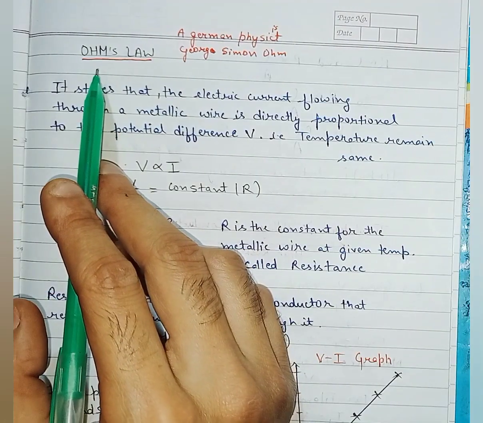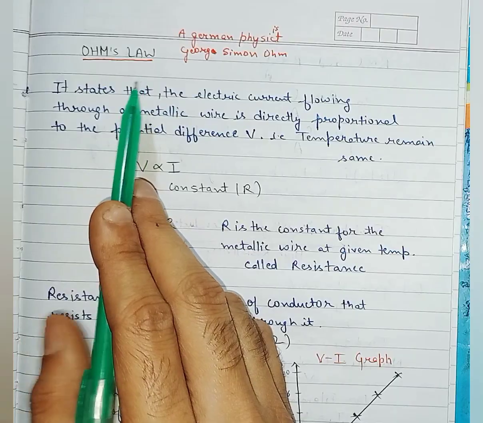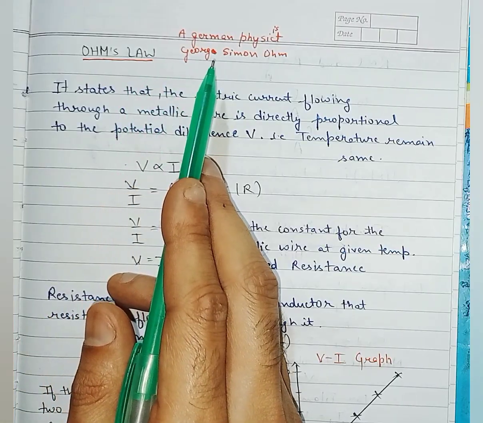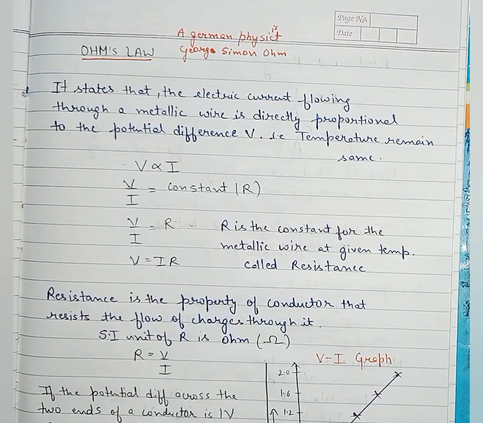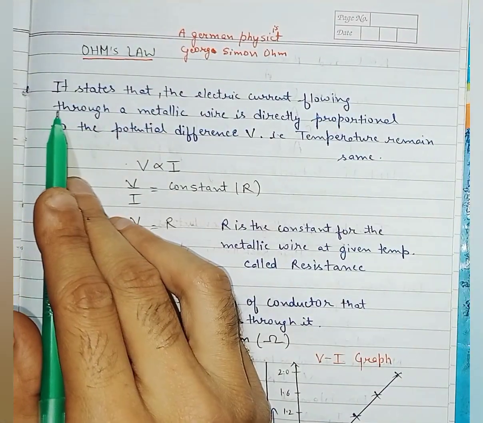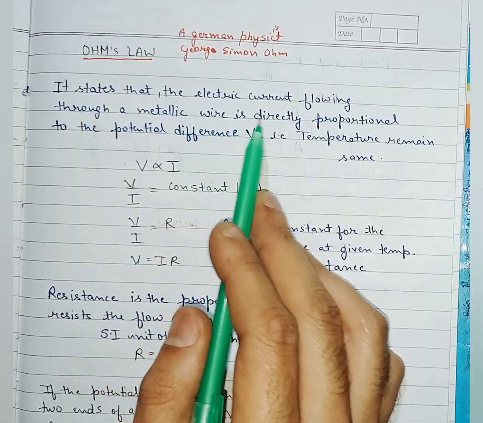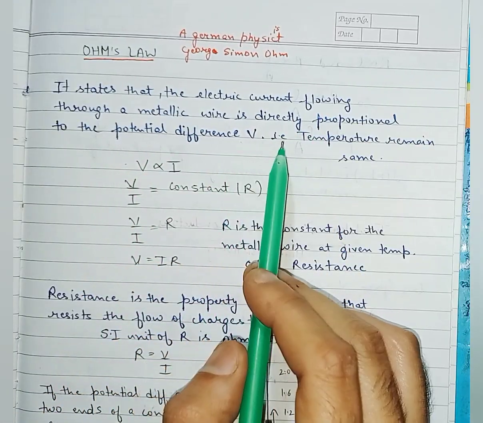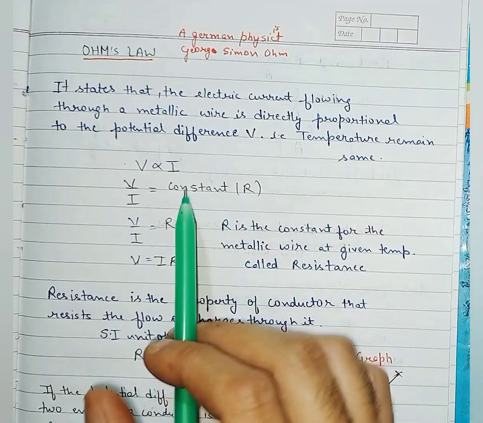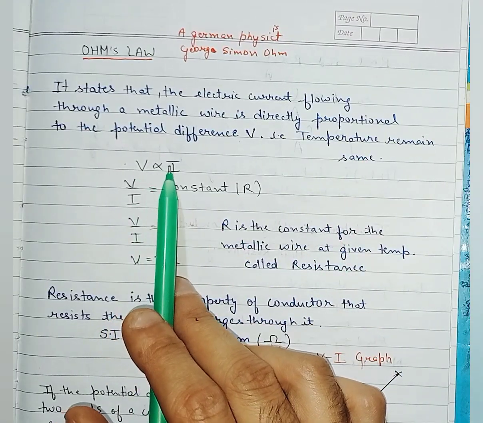Now the next point is Ohm's law. Ohm's law is given by a German physicist named Georg Simon Ohm. It states that the electric current flowing through a metallic wire is directly proportional to the potential difference V, provided that the temperature remains the same. In equations we say that V is directly proportional to I.